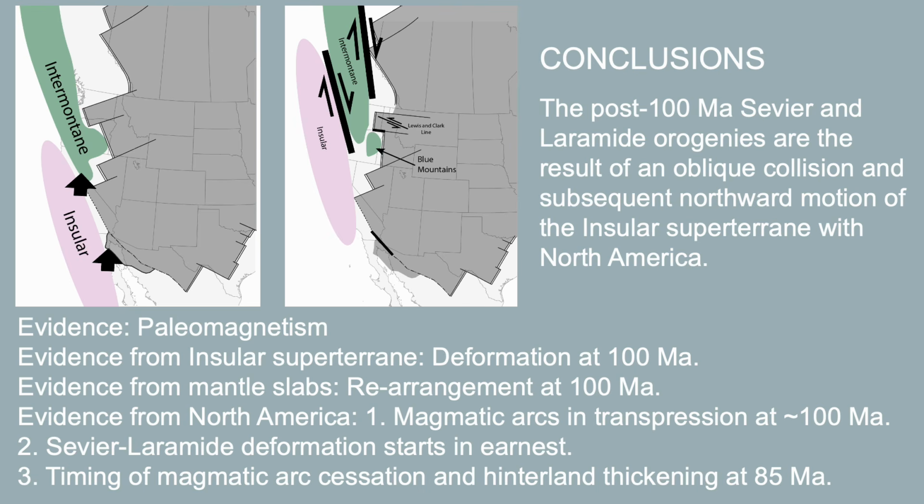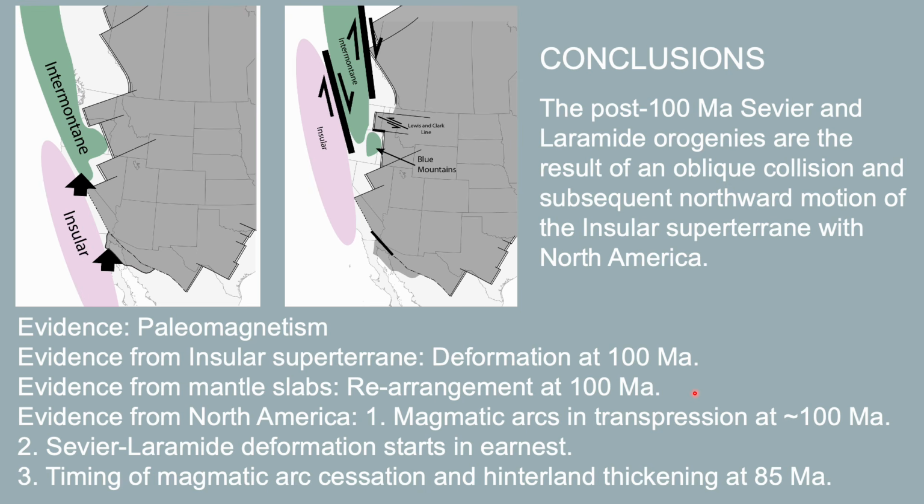So the conclusions overall are that the deformation we see as Sevier and Laramide orogenies are really a result of oblique collision and subsequent northward motion of the insular superterrane with North America. The evidence is the paleomagnetic data, but also that the insular superterrane has deformation at 100 million years, which isn't really talked about in the Tikoff et al. paper. That's data from Rubin, Russmore, Cowan, other people who've been working in that region.